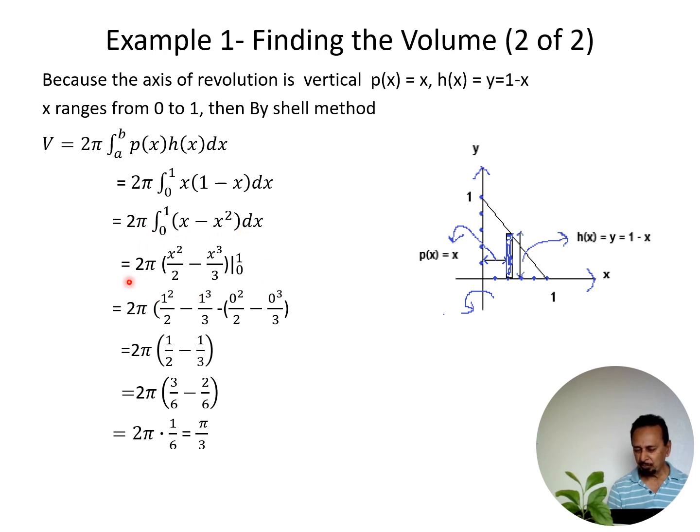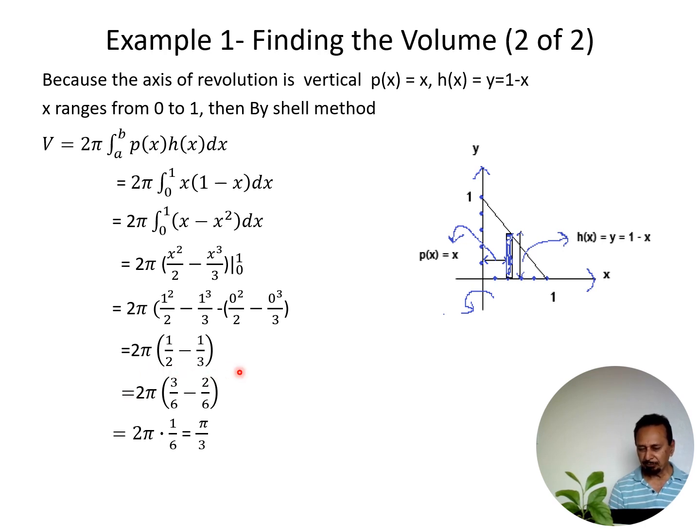So then we have 2 pi times x squared over 2 minus x cubed over 3, and we take the limits from 0 to 1. First substitute 1, so it becomes 1 squared over 2 minus 1 cubed over 3, minus, then substitute 0, which becomes 0 squared over 2 minus 0 cubed over 3. But this goes to 0, so now you're left with 2 pi times, 1 squared is 1, 1 cubed is 1, so 1 half minus 1 third.